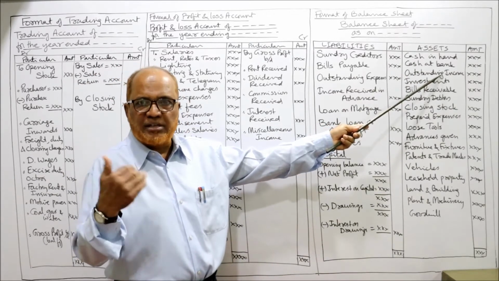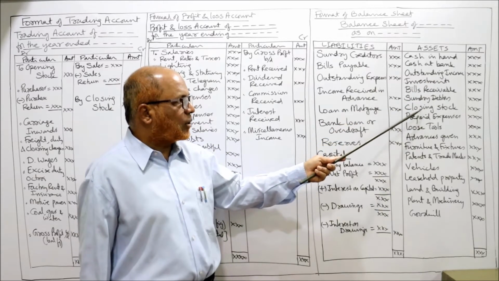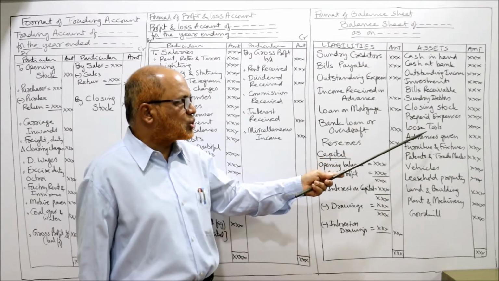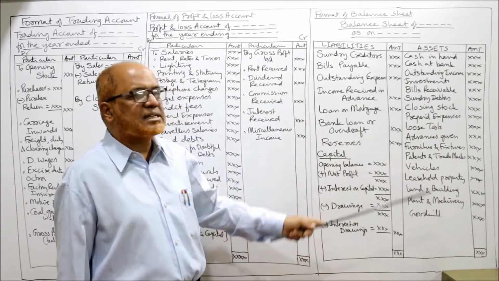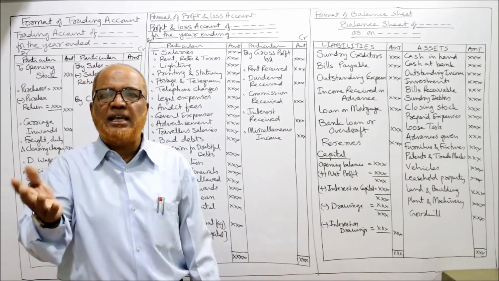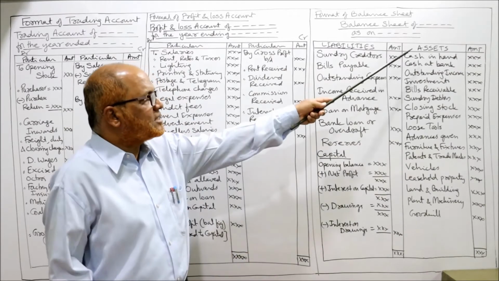Outstanding income means income receivable. Then investment, bill receivable, sundry debtor, closing stock, prepaid expense, loose tools, advances given. Up to here you can see all these assets are current assets, easily convertible into cash within a short period of time. These are the current assets.